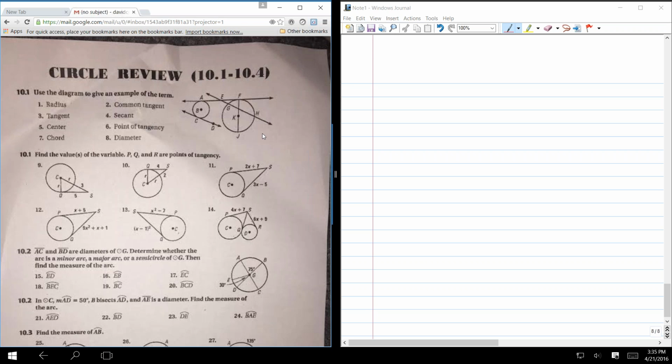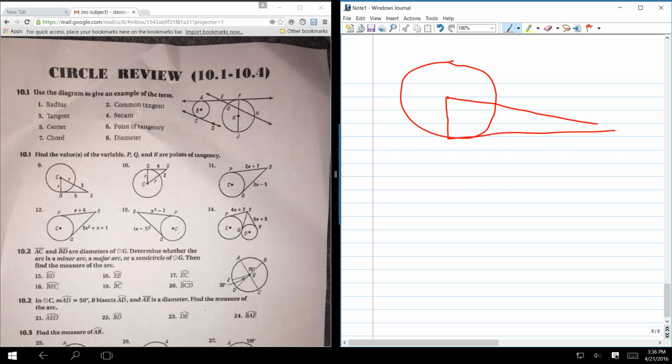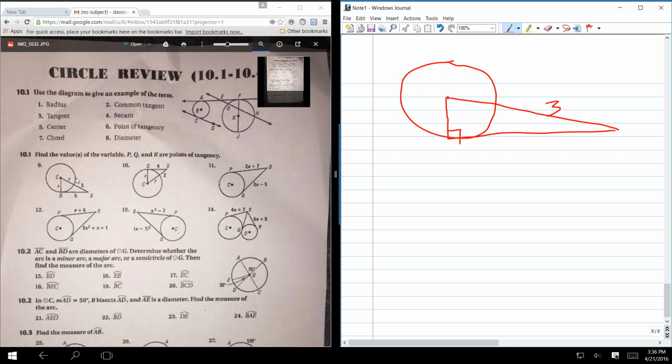Talk about number 9. Find the value of the variable. What kind of triangle is that and why? It's a right triangle. How come? Because the tangent has to be perpendicular to the radius. Correct. Any tangent line always makes a right triangle with the radius. So, this is 3. Can't see what those variables are, but what do I know about them? They're both the same because all radius lines are the same.